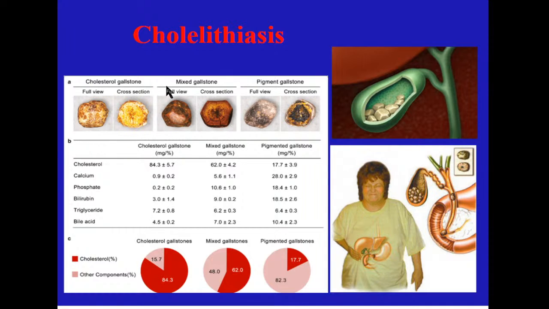Look at the composition of gallbladder stones represented here. They can be formed nearly completely from cholesterol, they can be mixed, and sometimes low cholesterol-containing gallbladder stones are formed. They are called pigment stones. More often we can see cholesterol gallbladder stones, with more than 80% of cholesterol present in these hard particles of different size.